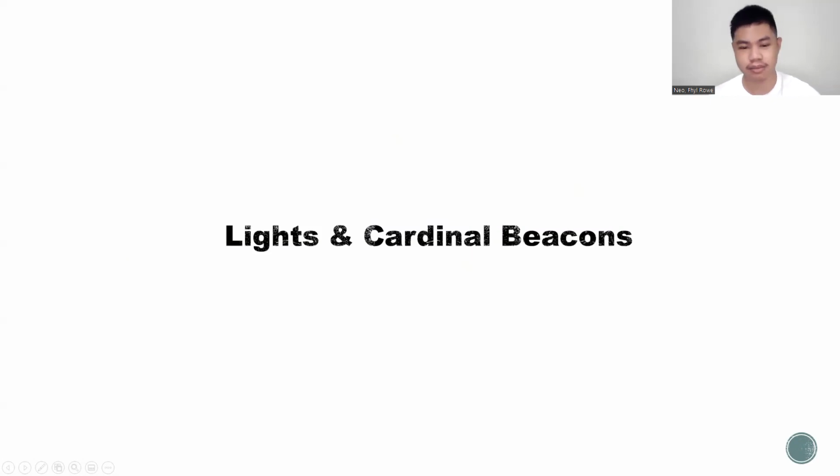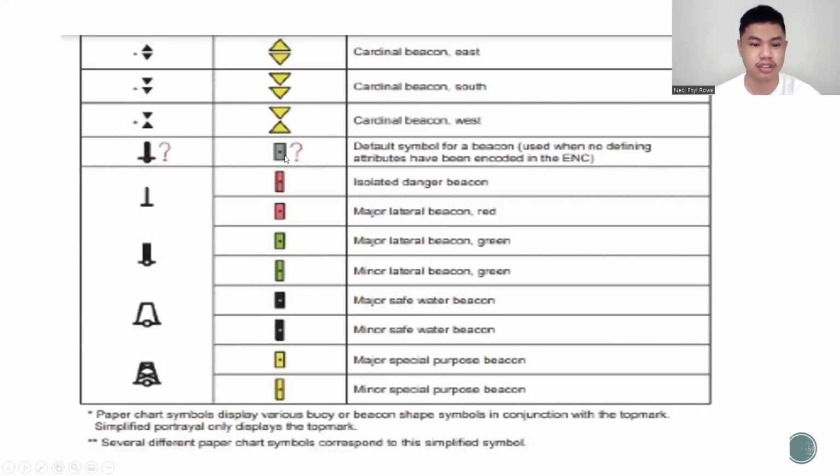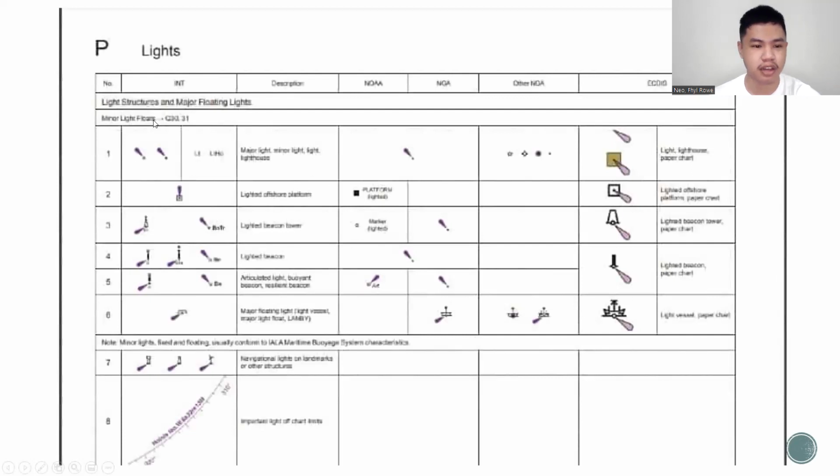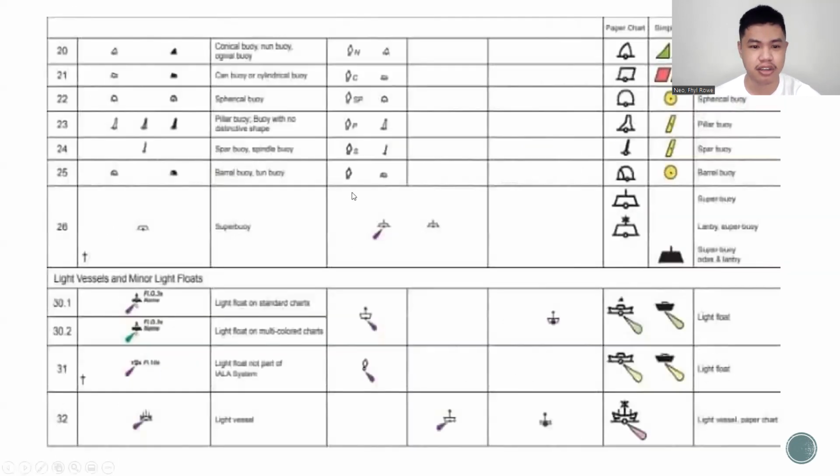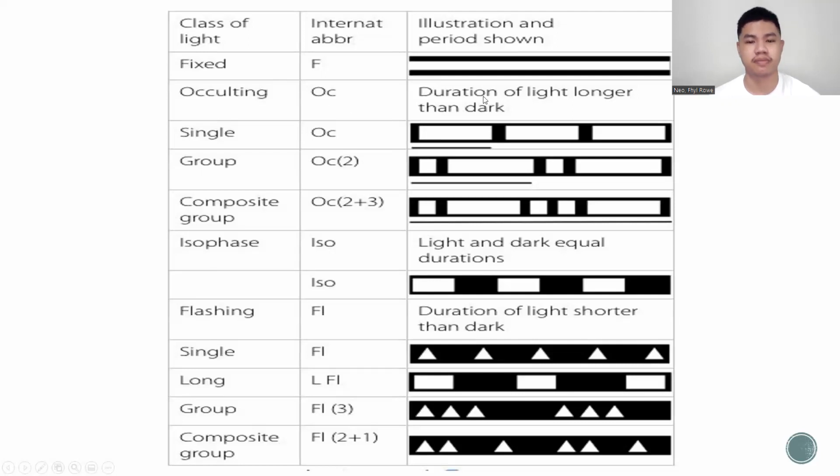So lights and cardinal beacons. As you can see, this is kind of blurry, but we've already discussed this in the upper part. So let's move on. The different lights. Sorry if it's a little bit blurry, but the next slide is a bit clearer. The light vessels and minor light floats. This is the illustration of the different fixed, occulting, or flashing lights. So this is a fixed.